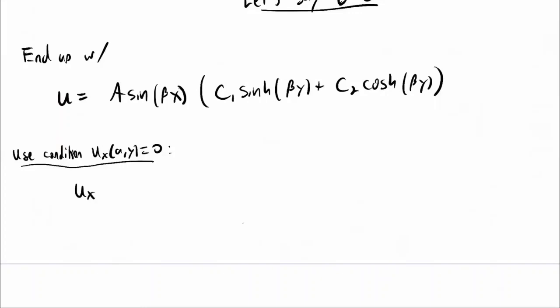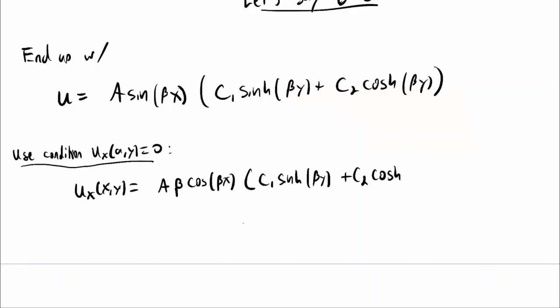So if I calculate u_x at (x, y), of course, the x derivative is not going to land on any of these terms because they're all constant with respect to x. So I just have to differentiate the first term here. And so I end up with a times beta cosine of beta x, and then times the remaining terms, c1 hyperbolic sine of beta y plus c2 hyperbolic cosine of beta y. And now what I'm going to do is set x equals a.